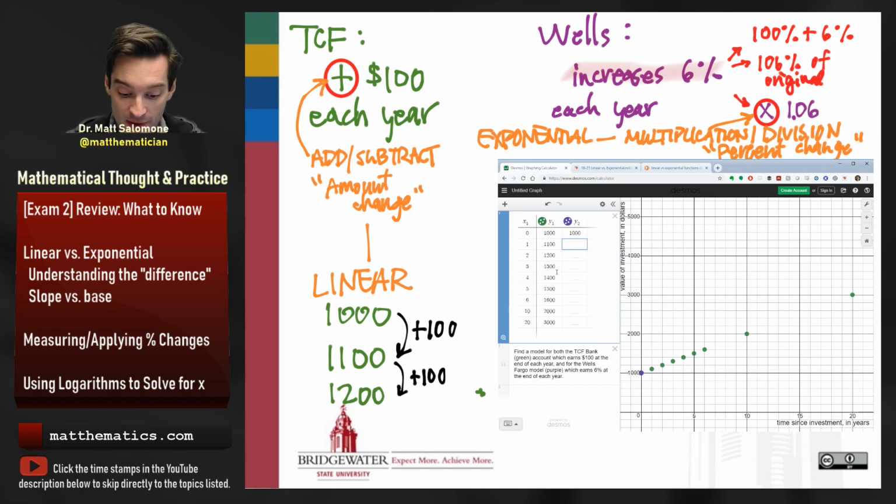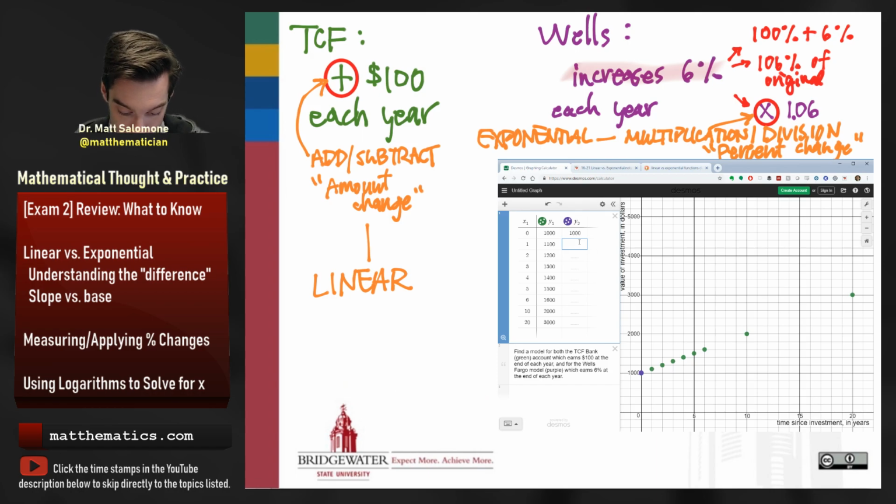But fortunately, we have technology, calculators and computers and things like that that can help us with the grunt work of actually filling out the rest of this data table for my Wells Fargo account, which every year I am multiplying its quantity by 1.06. So for my Wells Fargo account, in year 0, it has that same $1,000. But then 1 year later, how do I know how much is in this account? I have to multiply that number by 1.06.